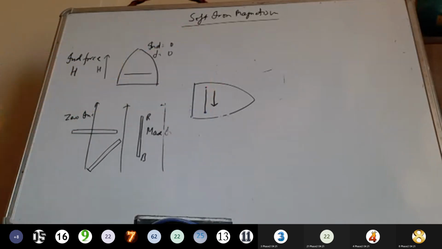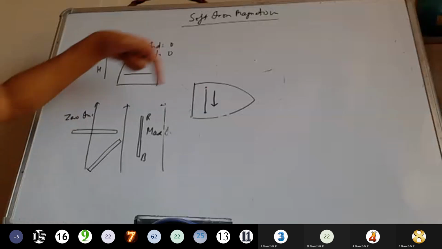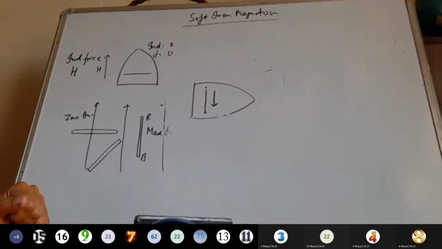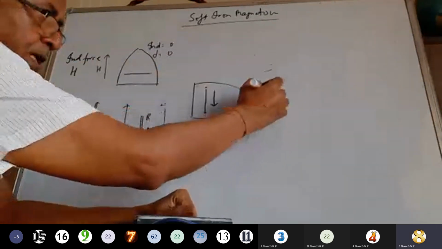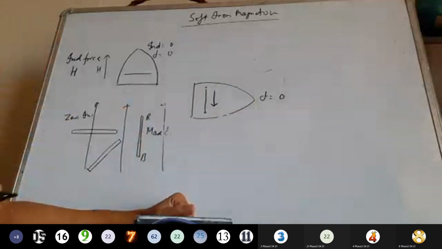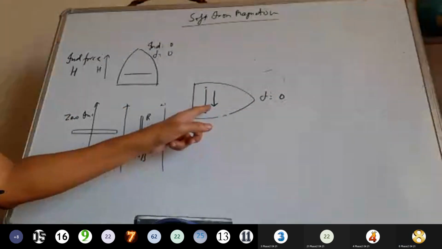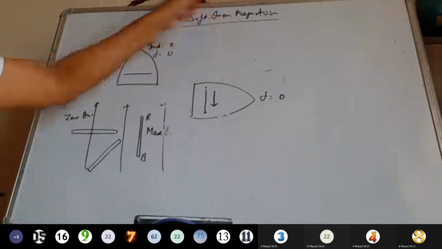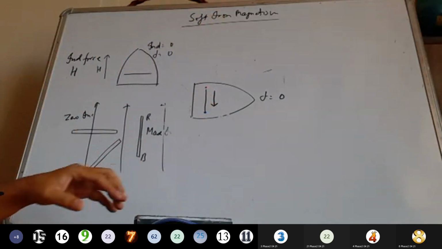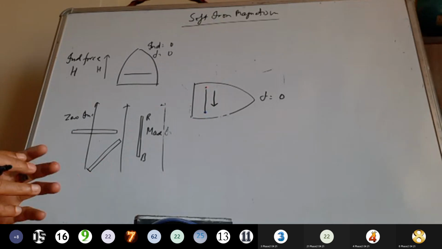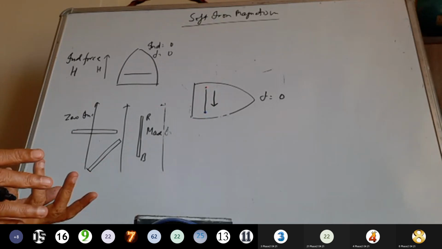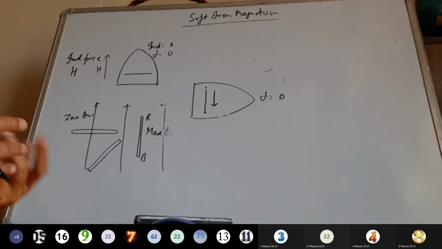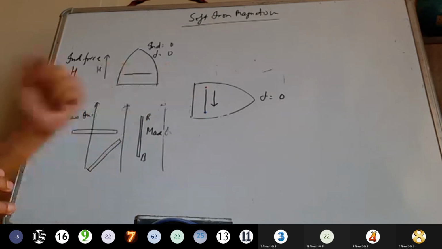So will this cause any deviation? Will this force cause any deviation? Here also the deviation will be 0. Why is the deviation 0 here? Because this force is acting in the southerly direction and force H is acting in the northerly direction. So this force is acting opposite to H. That means there is no angle between H and this force, so there is no deflecting component of this force. That means the deviation is 0.